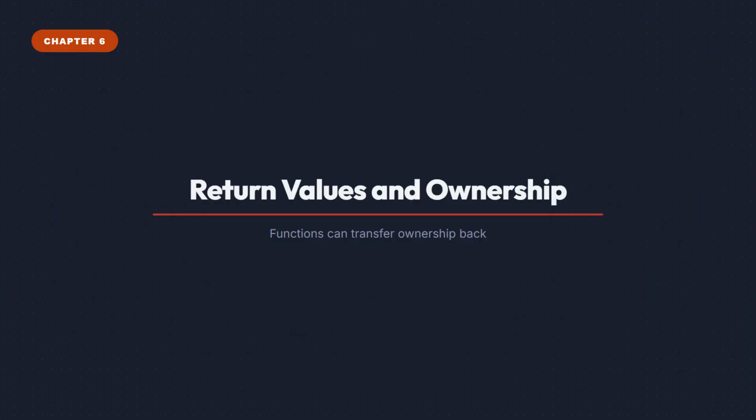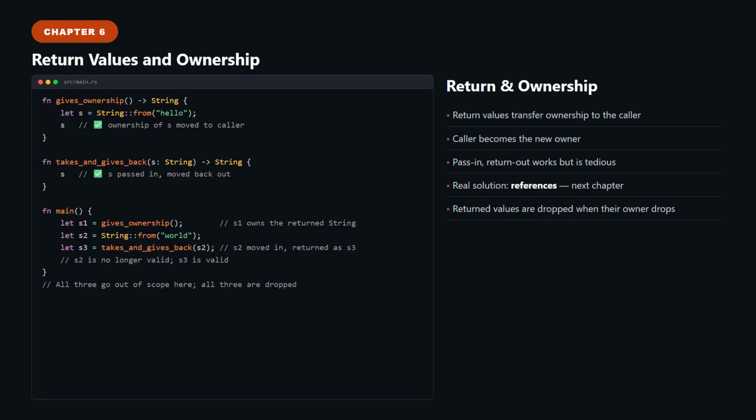Chapter 6. Return values and ownership. Return values transfer ownership to the caller. Create a String in a function, return it, and the caller becomes the owner. Passing a value in and returning it back works, but it is tedious. The real solution for passing data without transferring ownership is references. Next chapter.